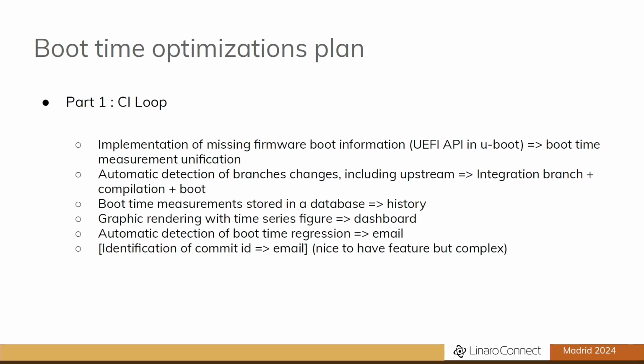So the plan is, first, we have this CI loop. We implement the missing firmware UEFI API in U-Boot. We automatically detect branch changes when you are doing development. You have outside branches, upstream branches, and your own changes. When the system detects one change, it will automatically integrate all the branches into an integration branch, and compile and boot. All the boot time measurements are stored in the database, so we get the whole history of the boot time.